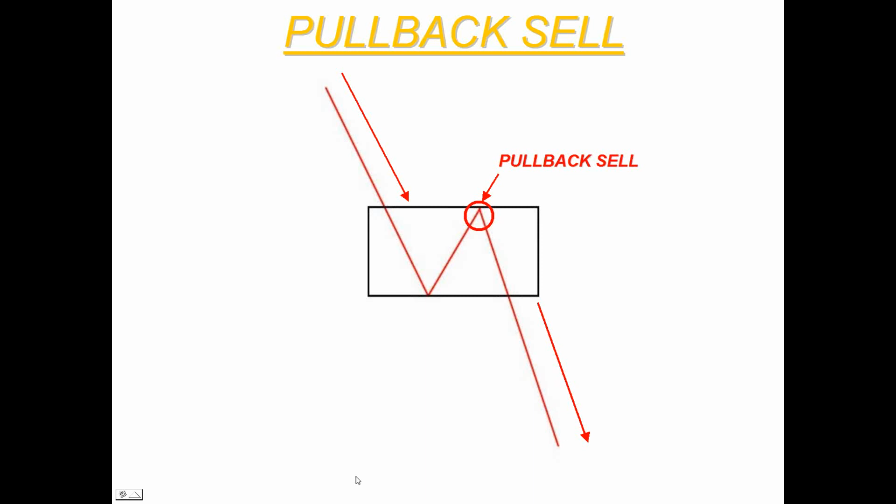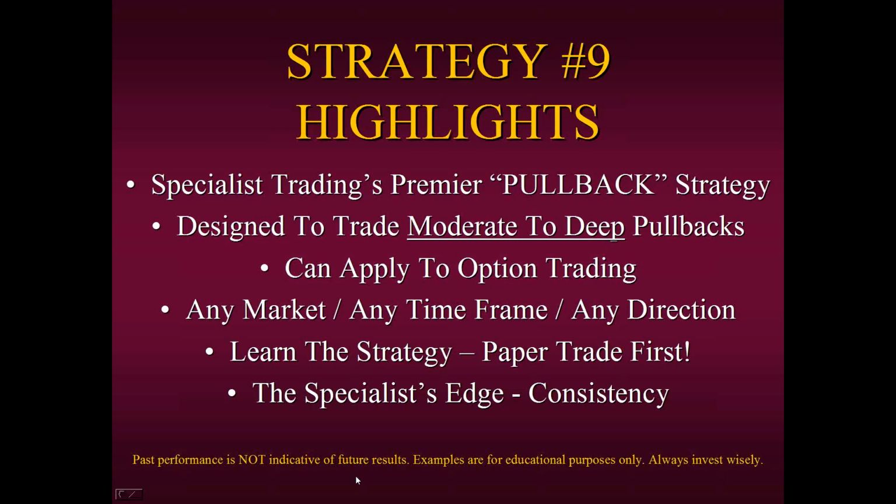So strategy number 9 is a pullback-based strategy. Let's talk about some of the highlights. It's designed to trade moderate to deep pullbacks. That means a moderate pullback lasts anywhere from 2 to 3 days, maybe 5 days. A deep pullback can last much longer, and it's really exemplified by the large swing in price. Because of this, because of the moderate to deep pullback going against the overall trend, you can apply options to this, as I just said.